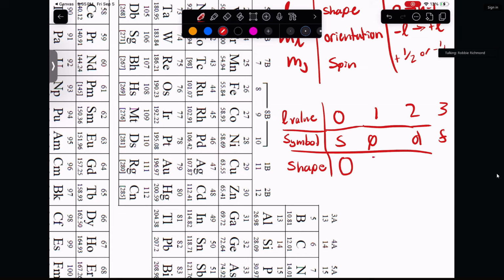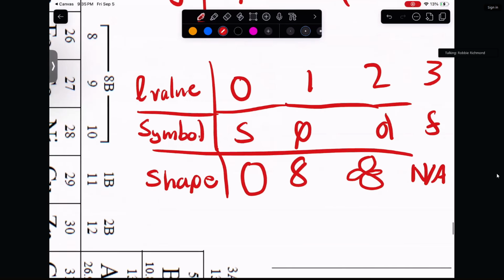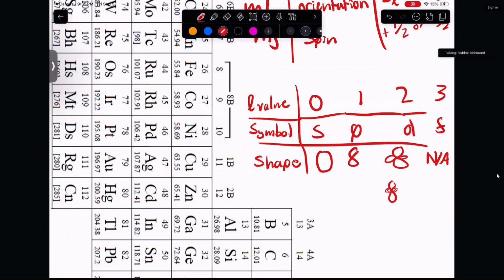For P, I like to think of it as a peanut. For D, that is going to be our 4-leaf clover. And for F, you don't need to know that. Cool. And also, we did talk about D having a pacifier orbital that kind of looks like a P orbital but has a little halo going around it. That's just a fun fact. You don't have to know this for this exam.